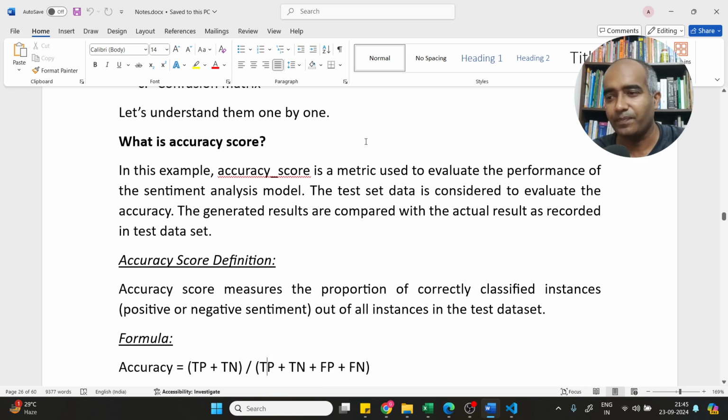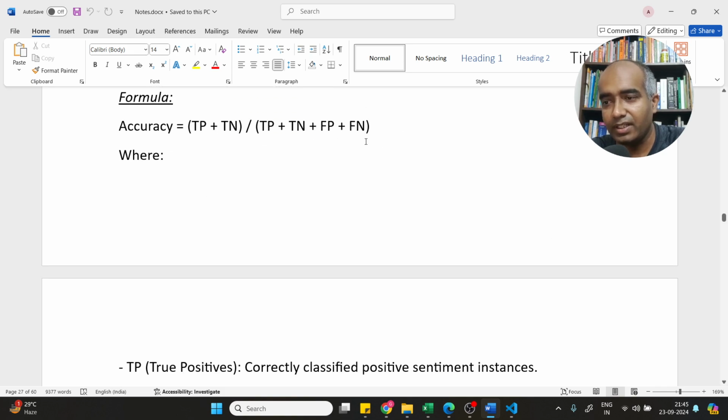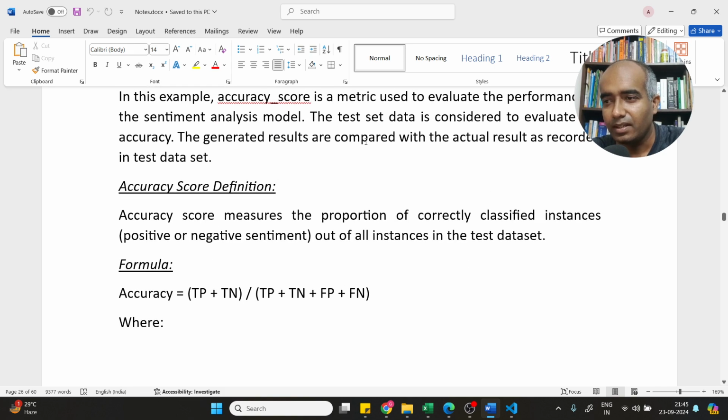What is the accuracy score? Accuracy score is a metric used to evaluate the performance of the sentiment analysis tool. The test set data is considered to evaluate the accuracy of your model. The generated results are compared with the actual results as recorded in the test set data.